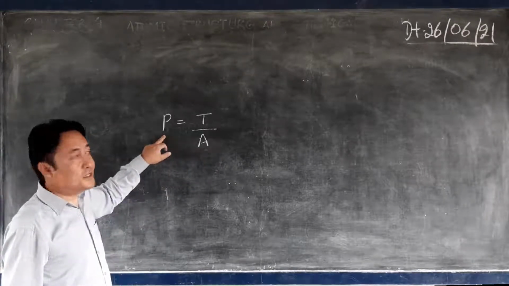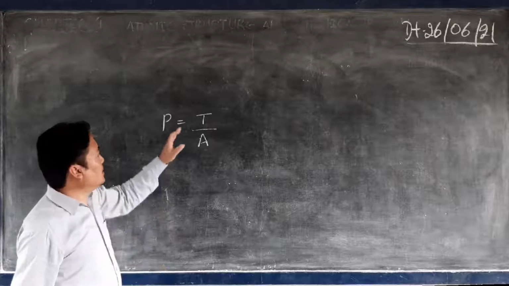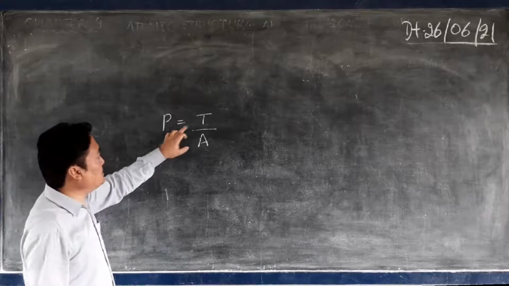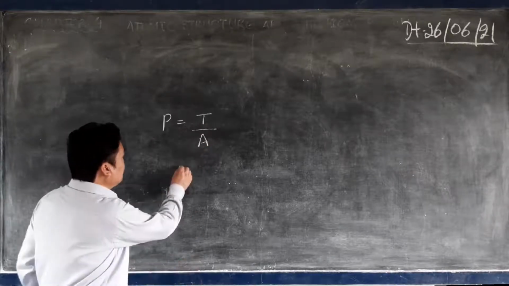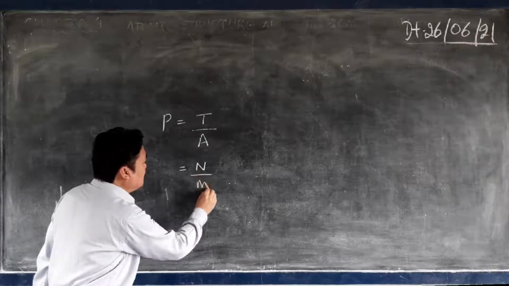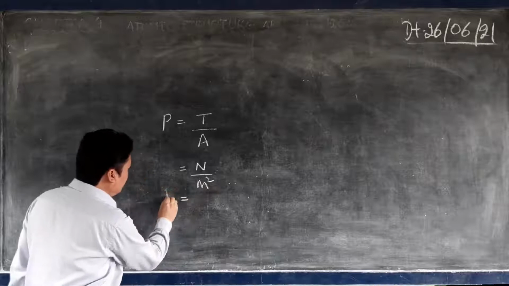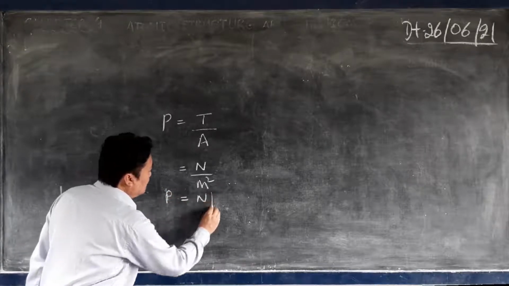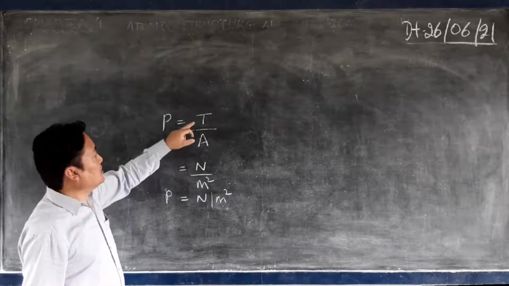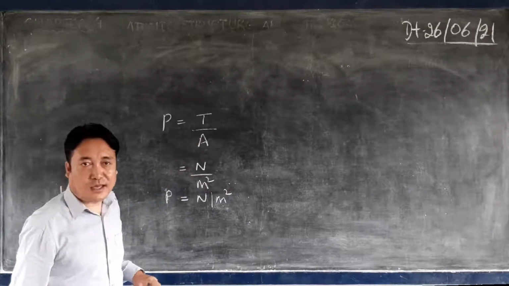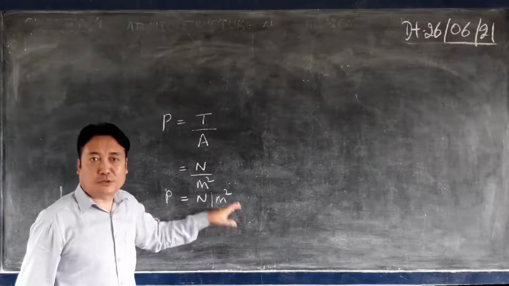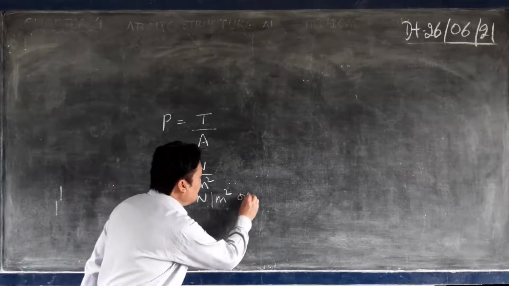The SI unit of pressure is Newton per meter square. From the definition, pressure equals thrust divided by area. The SI unit of thrust is Newton and the SI unit of area is meter square, therefore the SI unit of pressure is Newton per meter square. Similarly, the CGS unit of pressure is dyne per centimeter square. The SI unit is Newton per meter square, also written as Pascal, or PA.